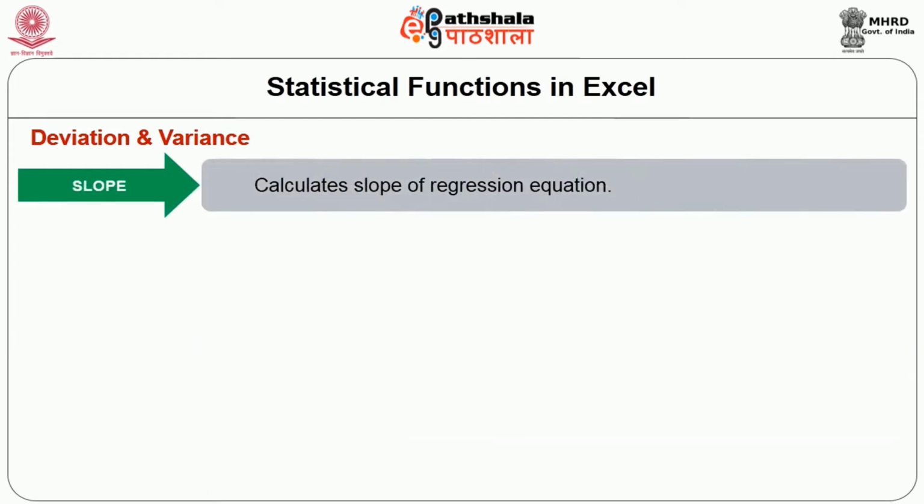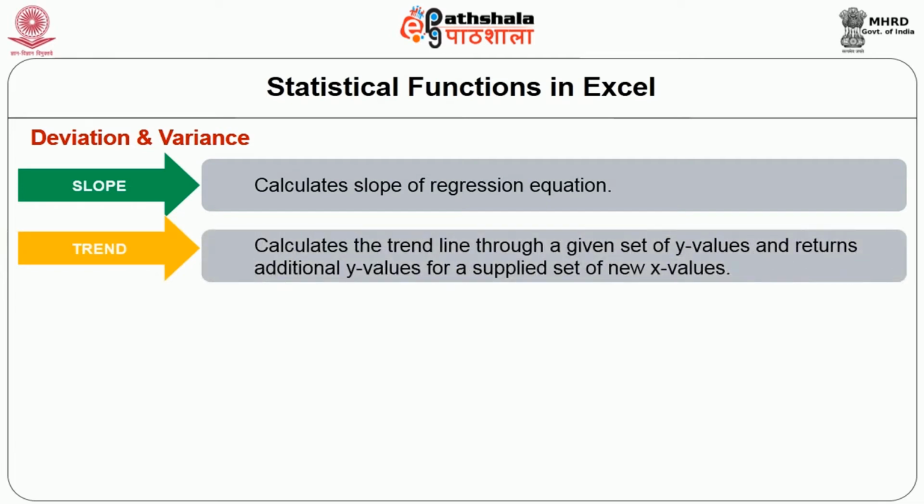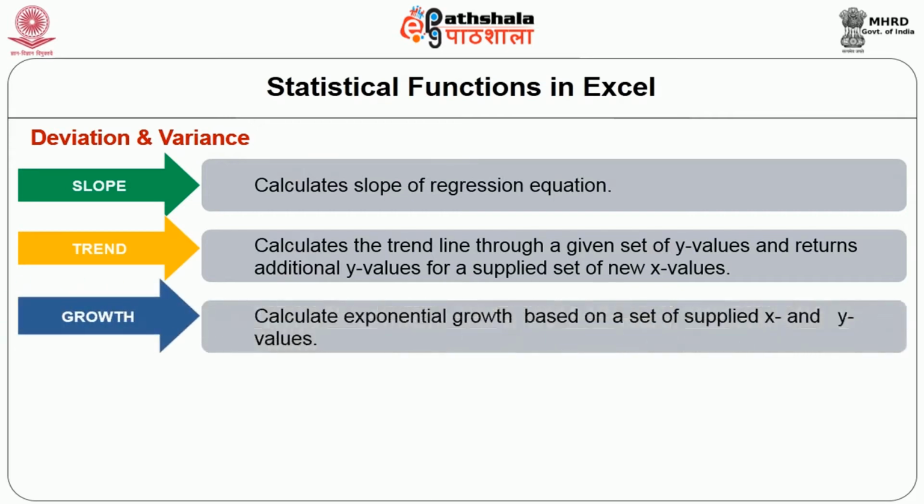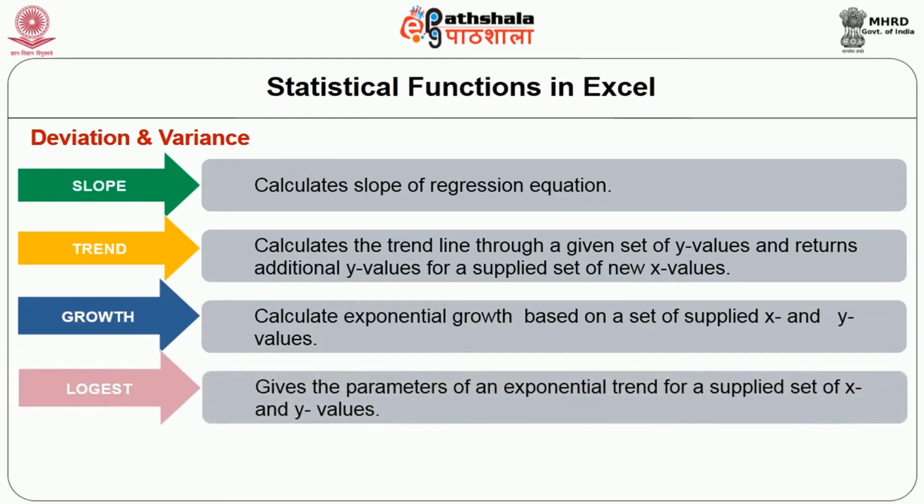SLOPE calculates the slope of the regression equation. TREND calculates the trend line through a given set of y values and returns additional y values for a supplied set of new x values. GROWTH calculates exponential growth based on a set of supplied x and y values. LOGEST gives the parameters of an exponential trend for a supplied set of x and y values.